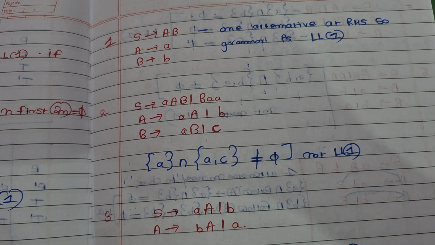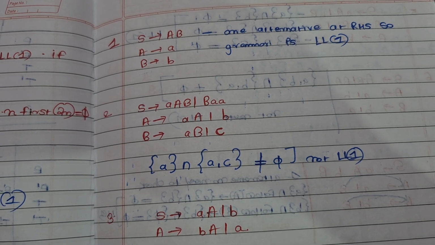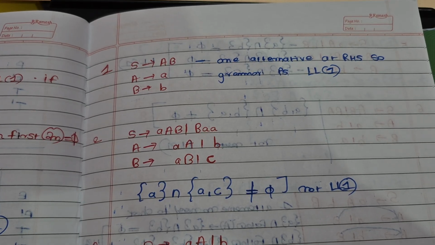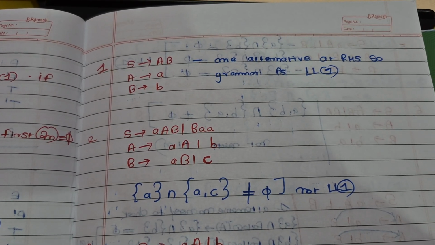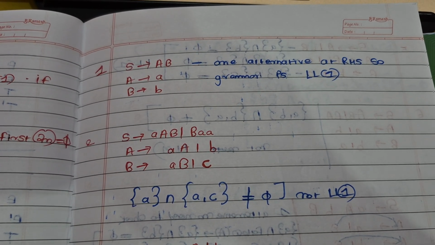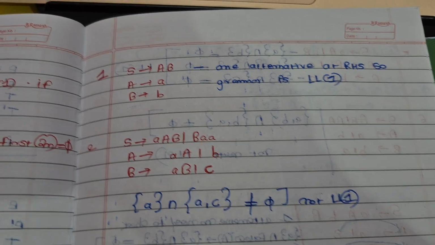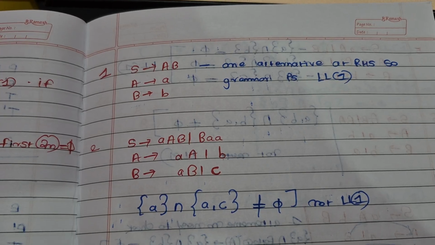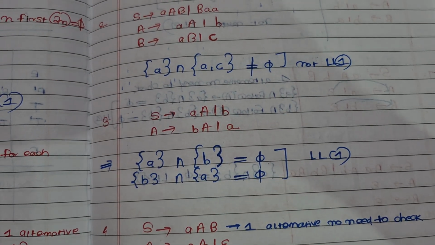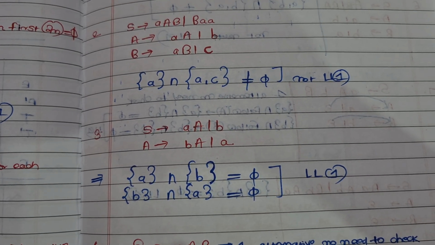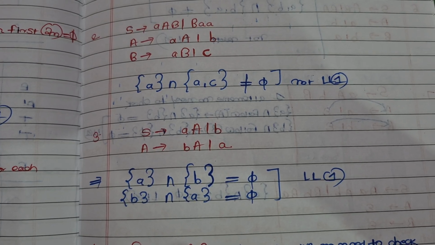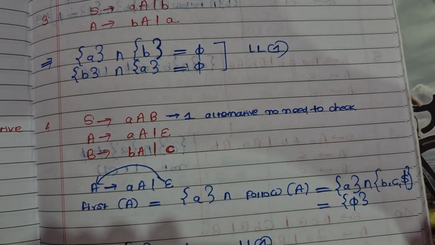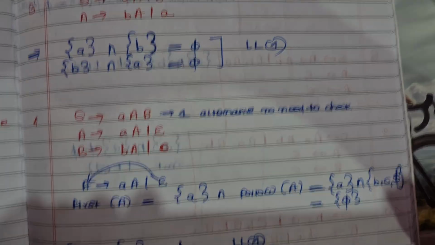And you need to check the follow of A and C, and the intersection, nothing is common, so it's not equal to phi, so not LL1. I mean A is common, so it won't be equal to phi, hence it's not LL1. You can see between these two terminals there is nothing in common, so it's phi and it's LL1. One alternative, no need to check.